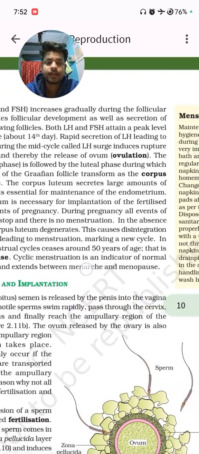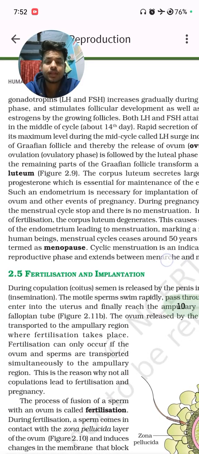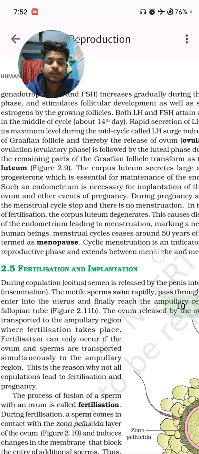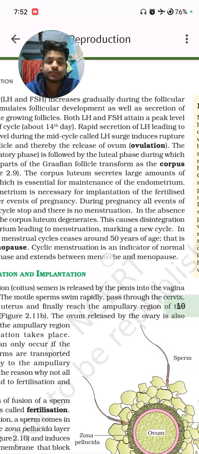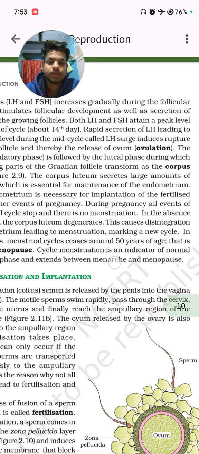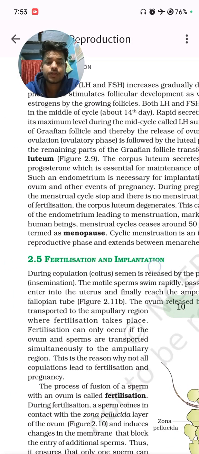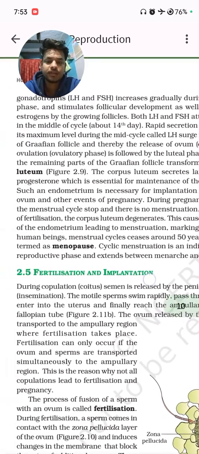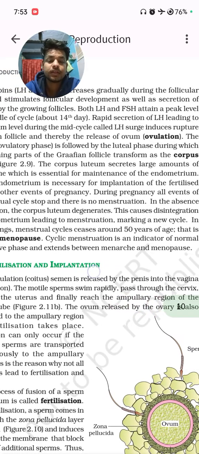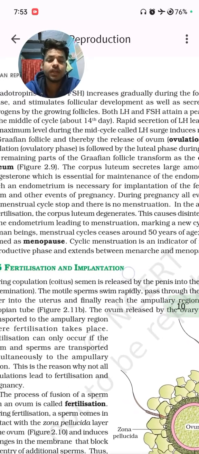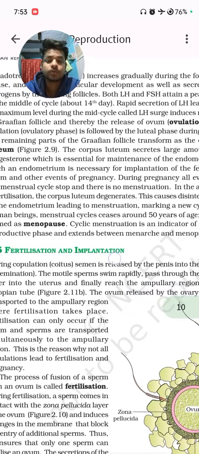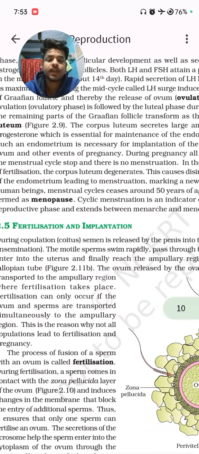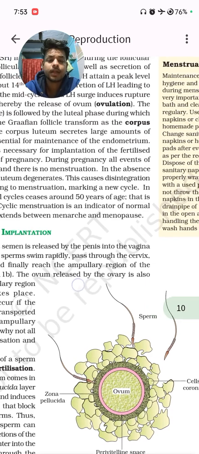During pregnancy, all events of the menstrual cycle stop and there is no menstruation. In the absence of fertilization, the corpus luteum degenerates, causing disintegration of the endometrium, leading to menstruation and marking a new cycle in human beings. The menstrual cycle ceases around 50 years of age, which is termed menopause. The cyclic menstruation is an indicator of the normal reproductive phase and extends between menarche and menopause.